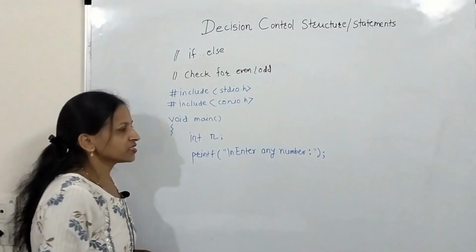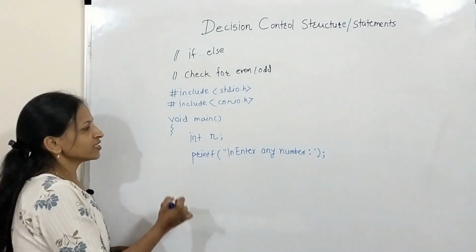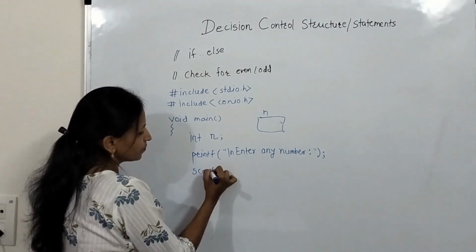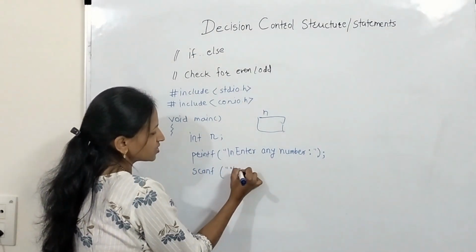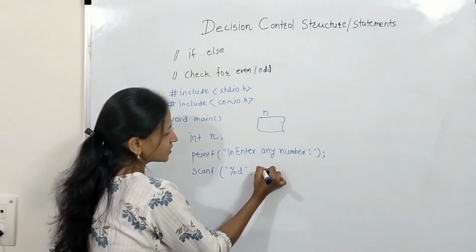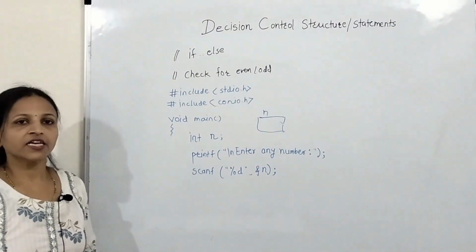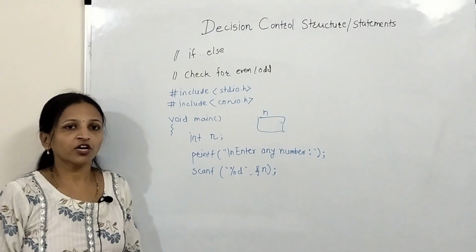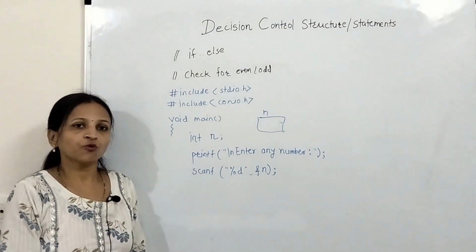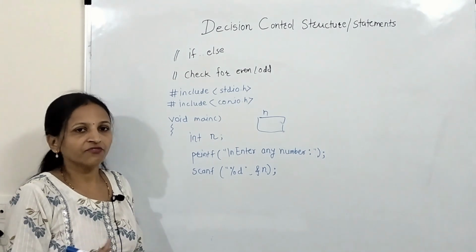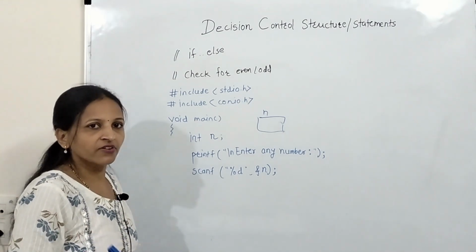Now we have to accept the number from the user and store it inside that n. For that we will write scanf. Here the number is of type integer, that's why %d comma ampersand n. Now we have to check whether that n is divisible by 2 or not. For that we will use the modulus operator. If n is divisible by 2, then we can say that the number is even, otherwise odd.